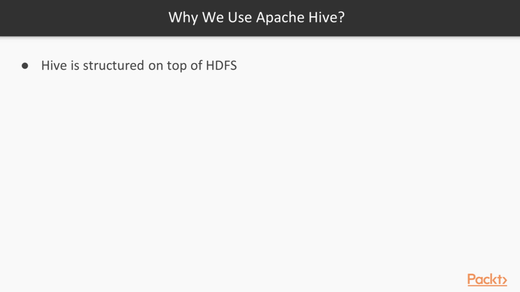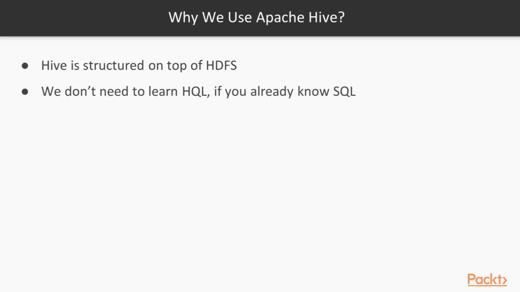Now that we have seen what is Apache Hive, let us see why we actually use it. So the most important part is it is structured on top of HDFS. This means if you want to analyze the data that is present in HDFS, you can build a table structure on top of it, and you can simply use Apache Hive in order to run your analytical queries. The second one, as I already told, if you already know SQL, you don't need to learn HQL as a separate topic because most of the commands are similar, and apart from 1 or 2 concepts, everything is similar.